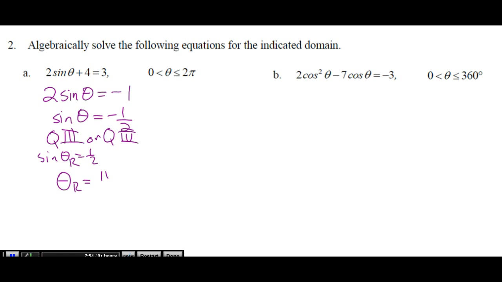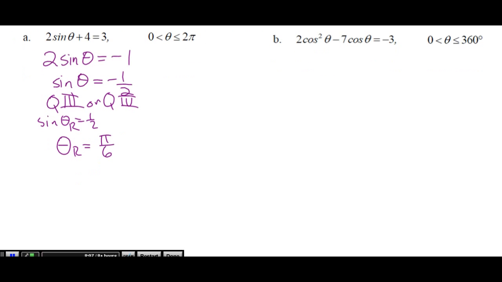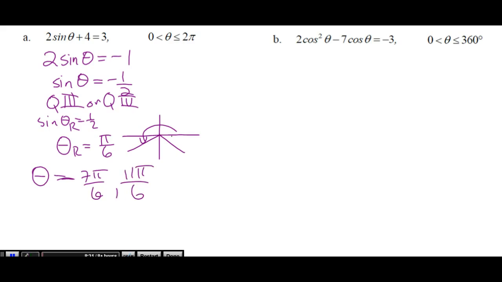So, what's theta? 7 pi over 6, 11 pi. Well, you leapt ahead, so sorry. Yes, that's theta. What's theta r? So the reference angle is pi over 6, but it's in Q3 or Q4, so theta is 7 pi over 6. Okay, so if you like, you can draw yourself a little diagram. Oh no, sorry, we're in 3 or 4, right? There's theta is 7 pi over 6. And over here, that's a pi over 6, so 11 pi over 6.